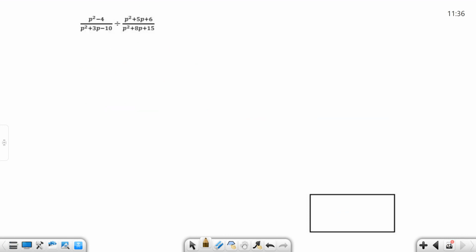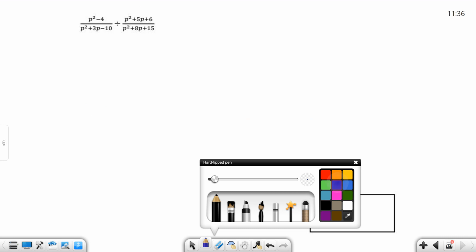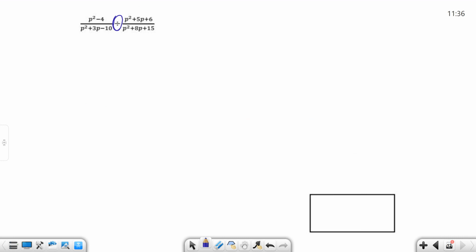All right. Last one of these. And again, what are we doing? We are dividing. So that means we are going to keep, change, and flip. So we're going to keep p squared minus 4 over p squared plus 3p minus 10. We change 2 times, and then we flip it, right? Flip this thing upside down.